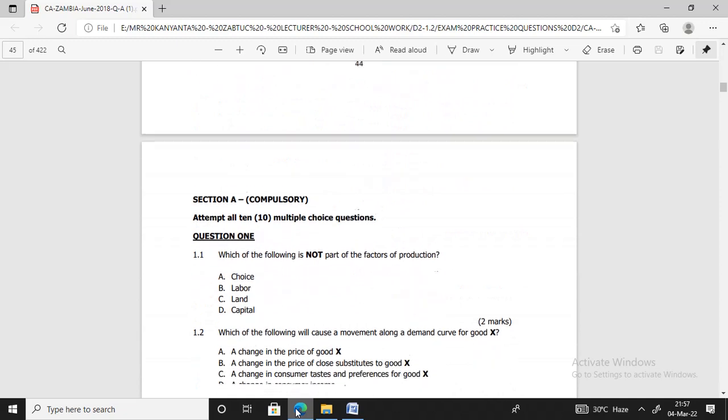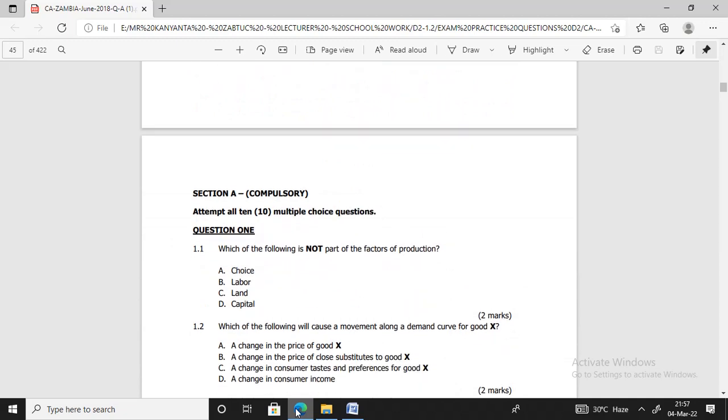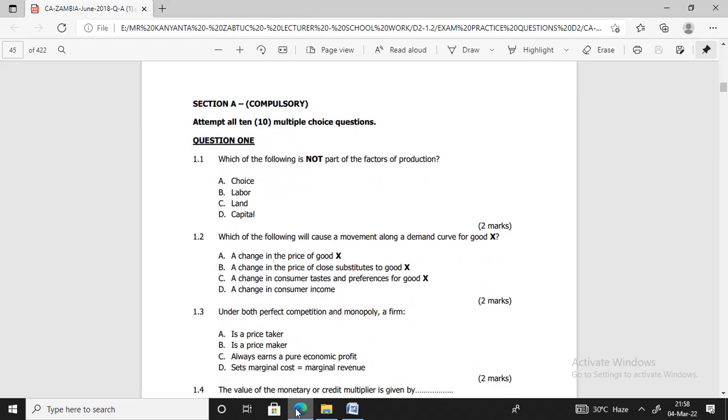Question 1.1, which of the following is not part of the factors of production? We have four factors of production: land, labor, capital, and enterprise. Land, labor, capital, and enterprise. So the one among the options that is not part of those factors of production is choice. So the correct answer there is option A. 1.1, correct answer is A.